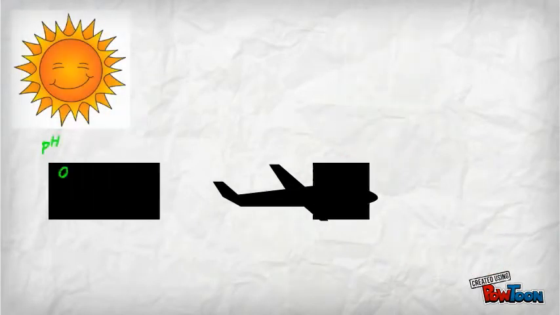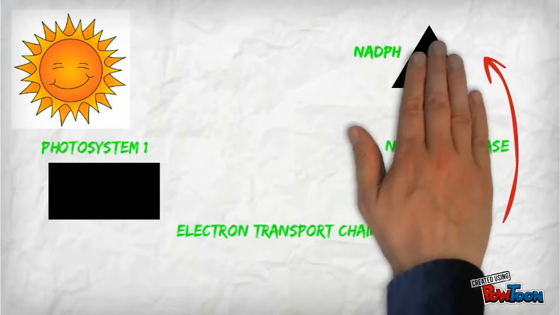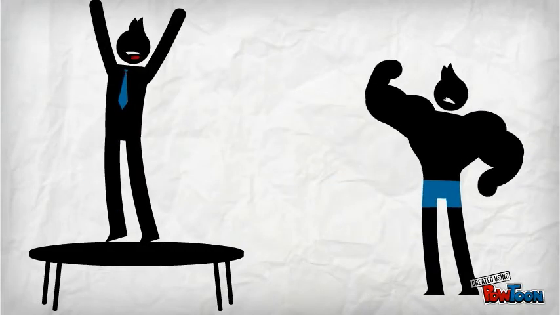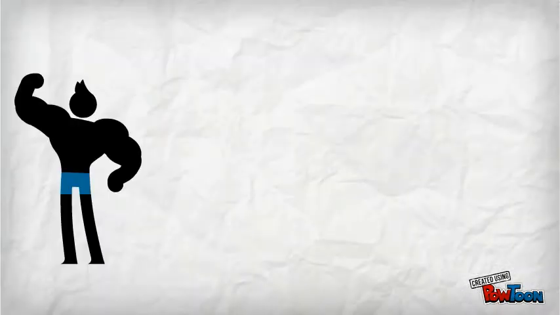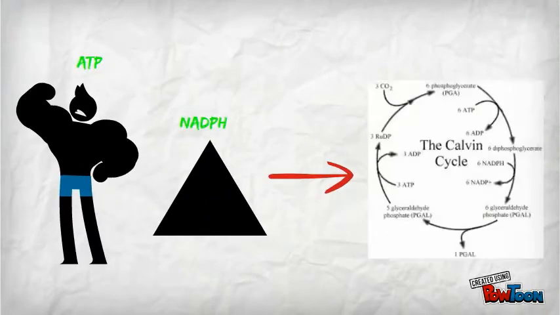While that is occurring, light is also hitting Photosystem 1 to send electrons through the electron transport chain to change NADP to NADPH. But during that time, hydrogen molecules that were broken down from water are sent through the ATP synthase to turn ADP into ATP. Then the ATP and NADPH are moved into the Calvin cycle.